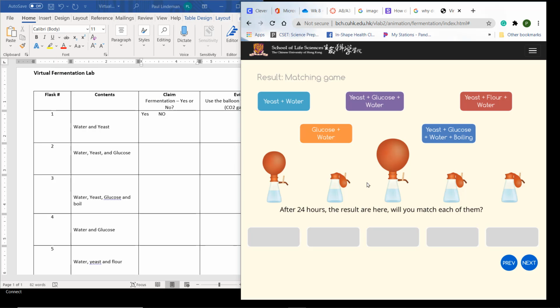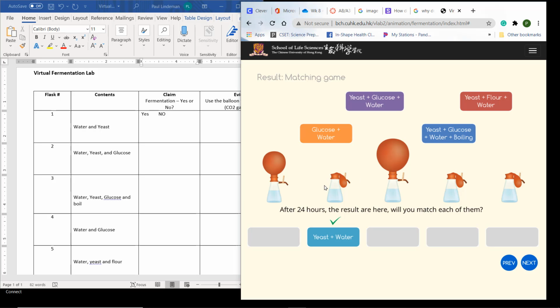Alright, so let's say you think that water and yeast would make something. We have yeast and water together, so maybe that fermented. So let's go ahead and, ooh, no, that didn't work. Alright, so maybe it made a lot of fermentation. No, that's not it. Well, that must mean that it didn't grow at all. So for water and yeast, no was the answer. It did not ferment. It did not make any gas.